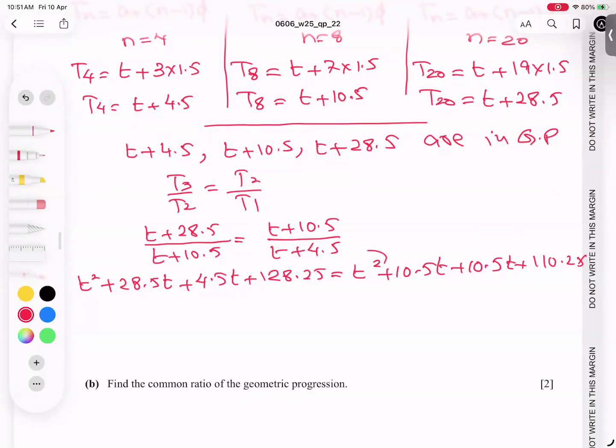So students, this t square and this t square are the same, they will cancel out. Okay. Now these two values and these two values will come and subtract from here. So I'm writing directly 28.5 plus 4.5 minus 10.5 and minus again 10.5. So I'm getting these four terms, and here I'm getting 12t. Now this will go to the other side, students. Okay, and 110.25 minus 128.25, and I'm getting here negative 18.